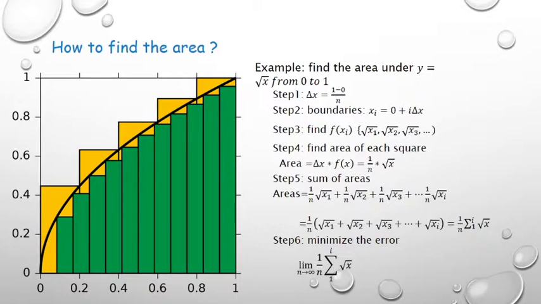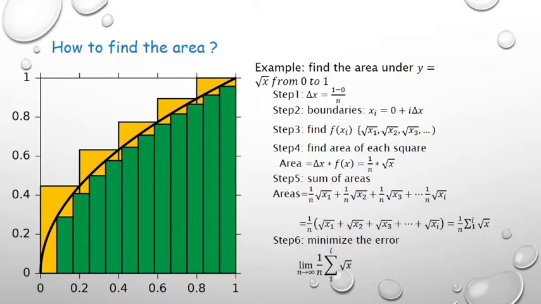After finding this, we can move on to the next step, which is step 5. We have to sum all of the areas of all the rectangles within this range. And the areas will be 1 over n times root of x1 plus 1 over n times root of x2, etc. And if we compile them and write them in a certain notation, we can use the sigma notation to write it as 1 over n times sigma of root of xi from i equals 1 to i equals n.